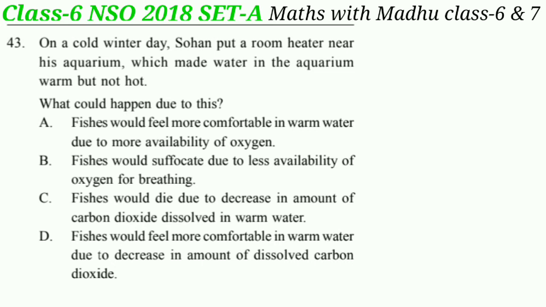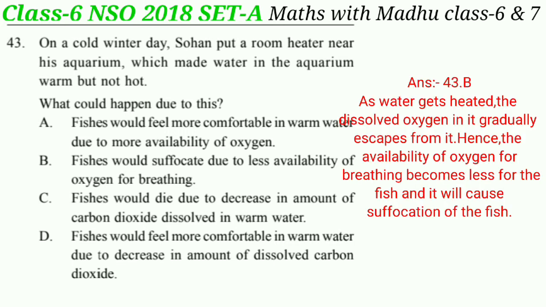Now question 43. On a cold winter day, Sohan put a room heater near his aquarium which made water in the aquarium warm but not hot. What could happen due to this? The correct answer will be option B. Fishes would suffocate due to less availability of oxygen for breathing. As water gets heated, the dissolved oxygen in it gradually escapes from it. So the availability of oxygen for breathing becomes less for the fish and it will cause suffocation of the fish.